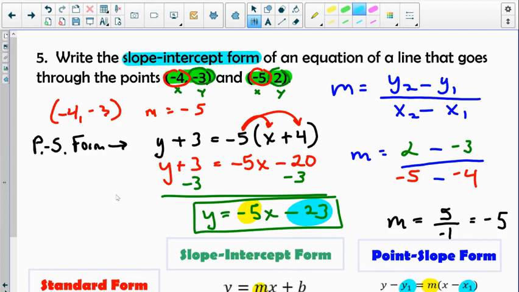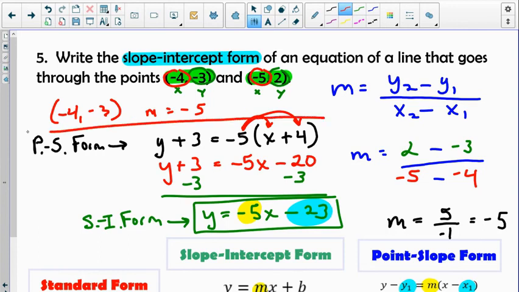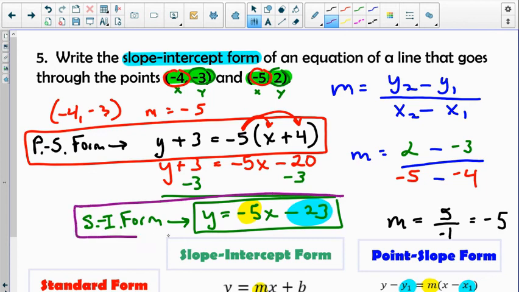So when you get to the last 4 problems, numbers 5, 6, 7, and 8, 5 and 6 are going to ask you to write an equation in point-slope form. For those 2 problems, you only have to take it this far, to the point-slope form. For number 7 and number 8, you'll have to simplify that equation all the way down to slope-intercept form. So number 7 and 8 is where we have to do the full process.